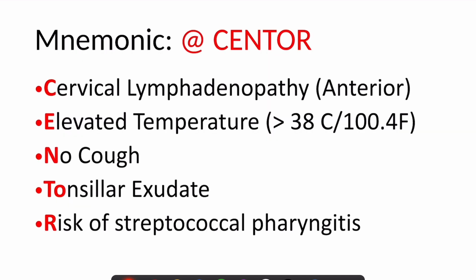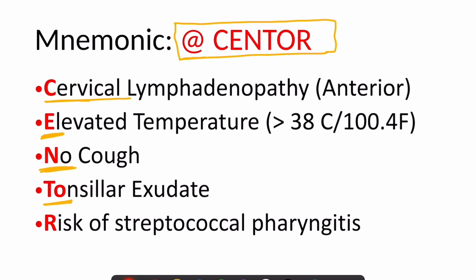So we can use this mnemonic CENTOR to remember the components of the Centor Criteria itself, where C is for cervical lymphadenopathy, E is for elevated temperature, N is for no cough, and TO is for tonsillar exudate, and R is for risk of streptococcal pharyngitis. So using this very simple mnemonic, you can remember the components of the Centor Criteria.